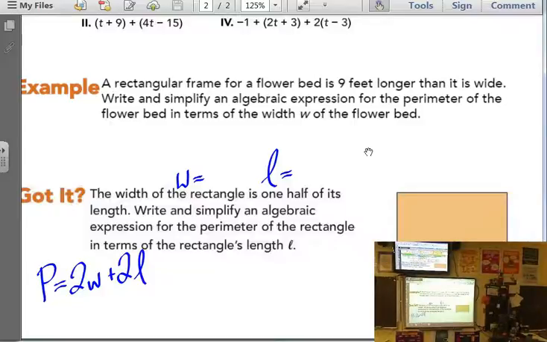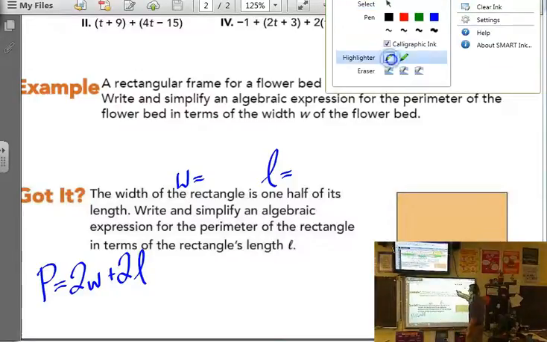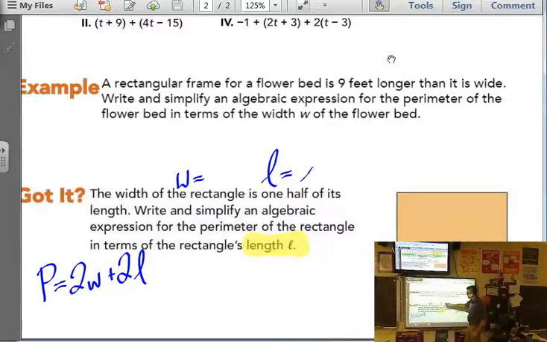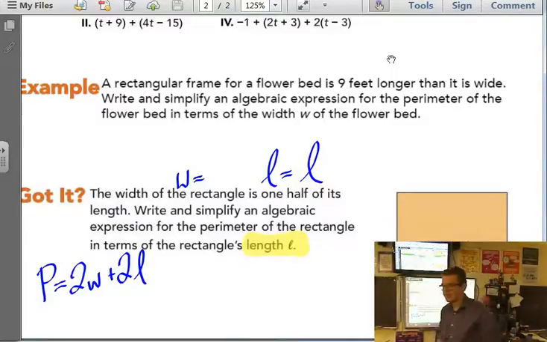No, because now the width is 1/2 its length. So now we're given the length is L and the width is something different. So you read through the whole setup, length L, it tells you that your length is just L. That's cursive L, if you are not familiar with seeing that.